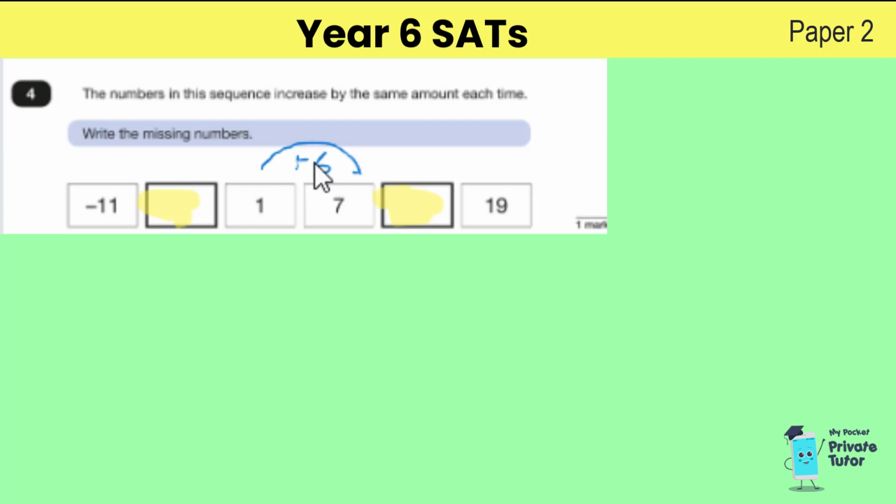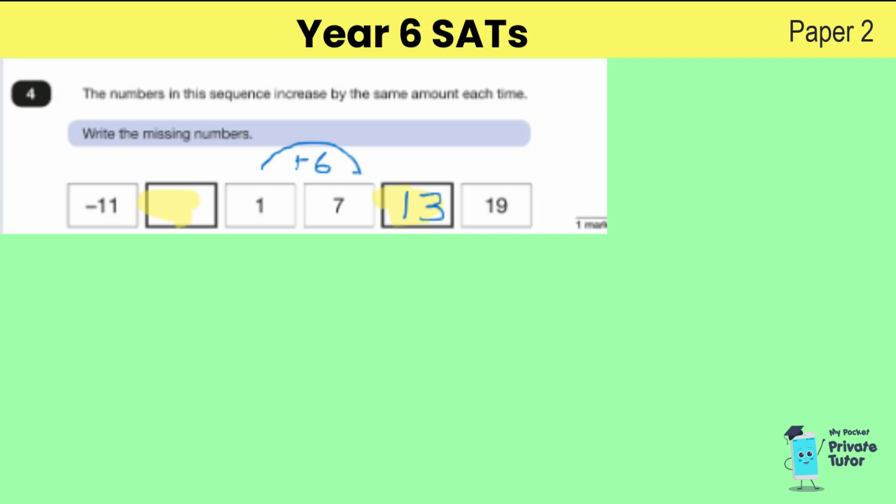So we are adding 6 each time going that way. So from 1 plus 6 is 7, 7 plus 6 is 13, and then we can just check 13 plus 6 is 19. I'm happy that that's correct. And then we're going to work backwards. We're doing 1 subtract 6.